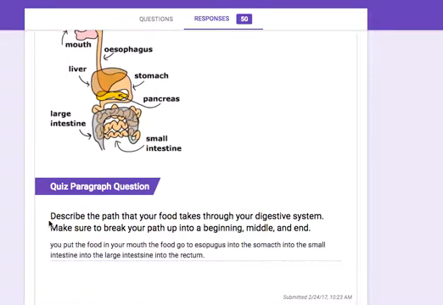The other thing is that they didn't really follow the directions. It says to describe the path that your food takes. And this person just listed back exactly what I gave you for your outline. So let's read through this really quickly. You put the food in your mouth, the food go to your esophagus, into the stomach, into the small intestine, into the large intestine, into the rectum, right? Like, we can do better than that.